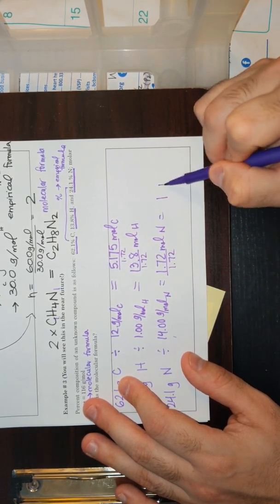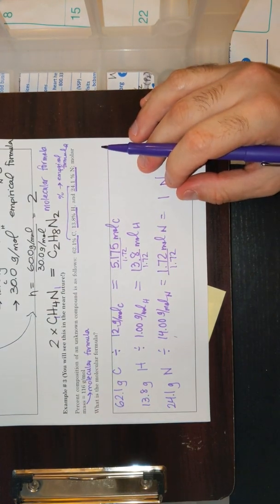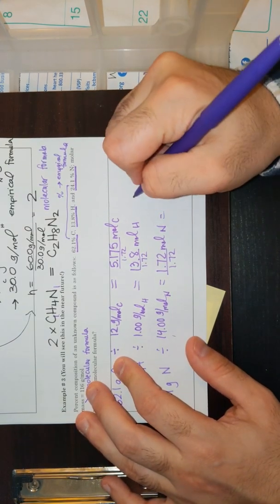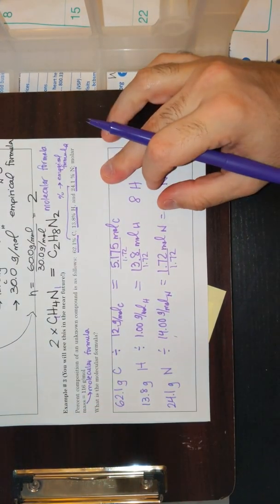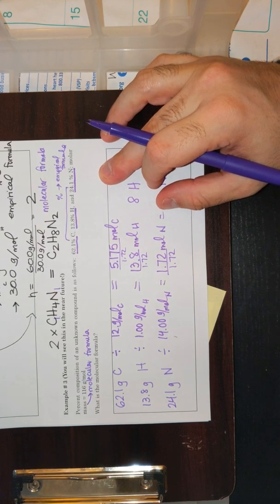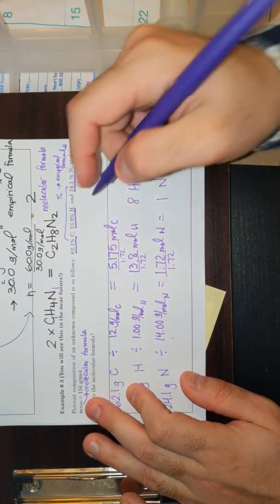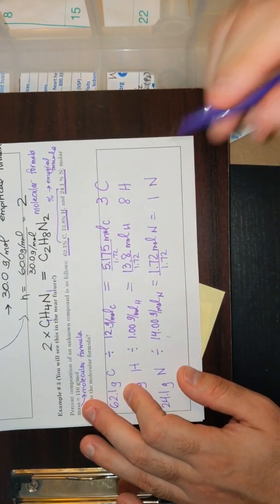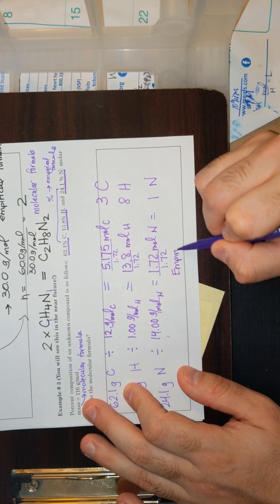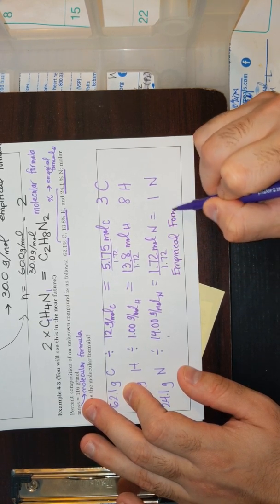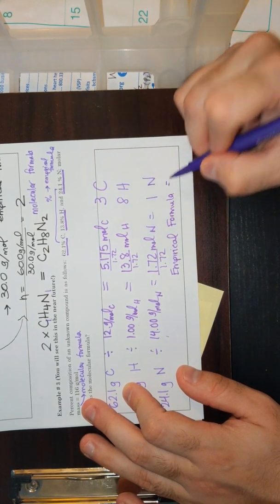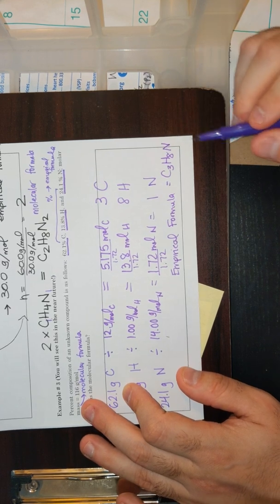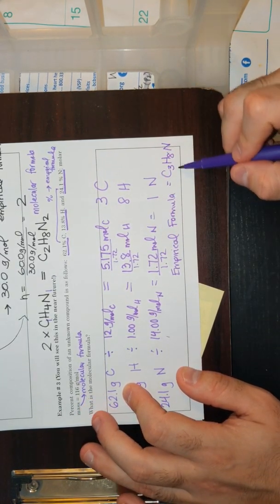I already know this is 1 nitrogen. For hydrogen, 13.8 divided by 1.72, I get 8 hydrogen. And then 5.175 divided by 1.72, I get about 3 carbon, right? It said 3.3, but it's about 3 carbon. So now my empirical formula is this ratio of each of the elements in that compound, C3H8N.